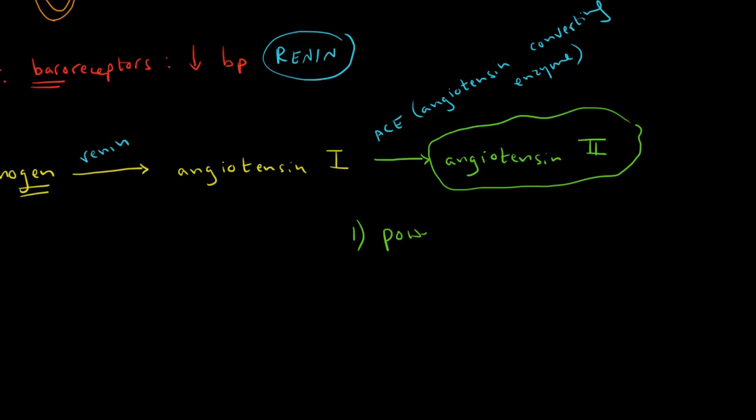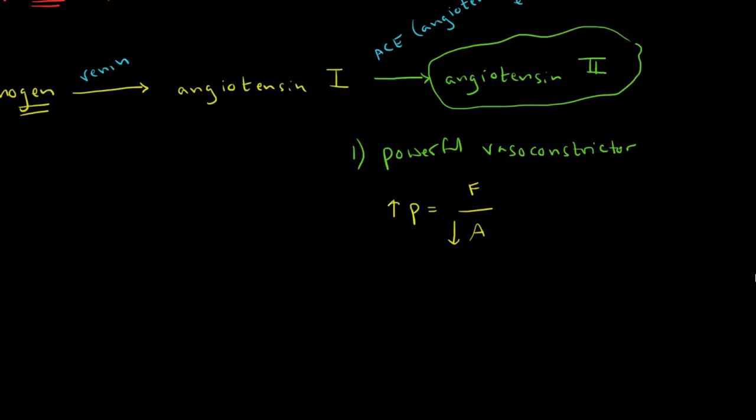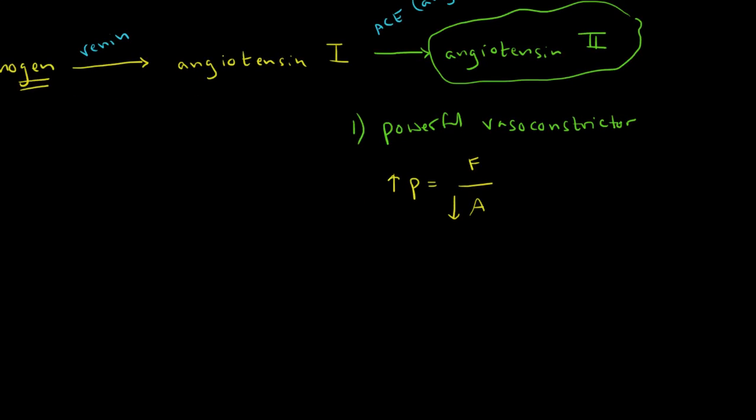Number one, angiotensin 2 is a very powerful vasoconstrictor. It will cause blood vessels to constrict, to become smaller. Maybe you remember from physics, pressure is the force divided by the area onto which that force is being applied. So if you decrease the area of the blood vessels, since it's in the denominator, that increases pressure. Decreasing the area of the blood vessels will increase pressure, and that's exactly what we want. We need pressure so that filtration happens.